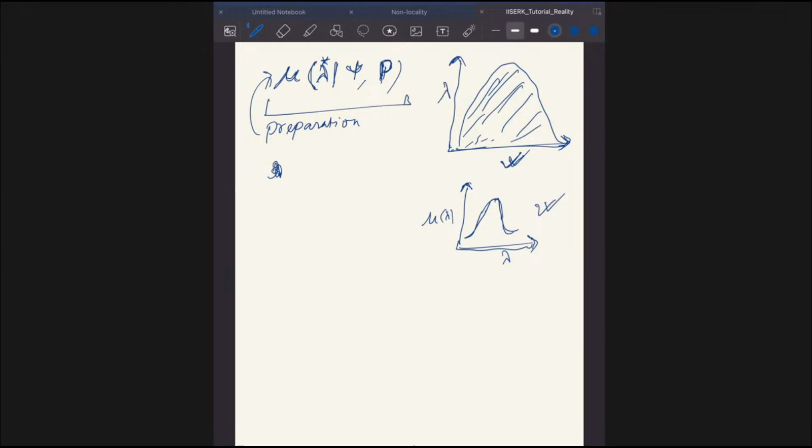I am writing this: lambda resides in some unknown space. Even I don't know its nature. I have written it like this for generality.